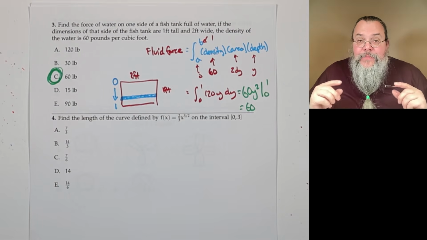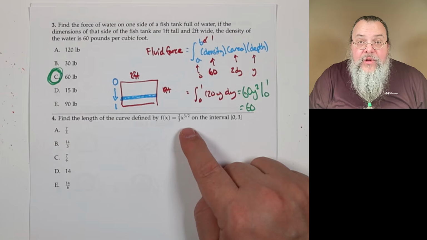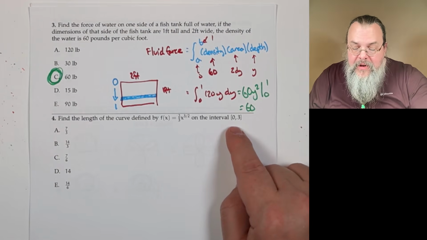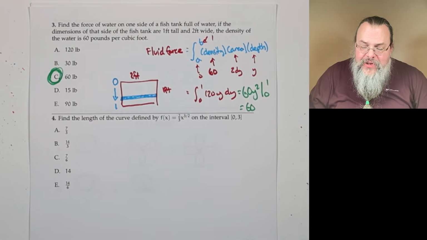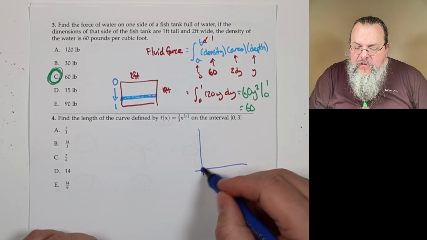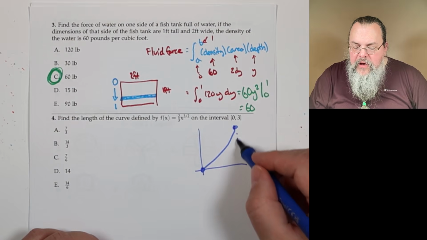Find the length of the curve defined by f of x is 2/3 x to the 3/2 on the interval from 0 to 3. Now, I don't know exactly what 2/3 x to 3/2 looks like, but it's not too hard to see. At 0, it's 0, and then it's going to go up. Okay, so we're going over to here.